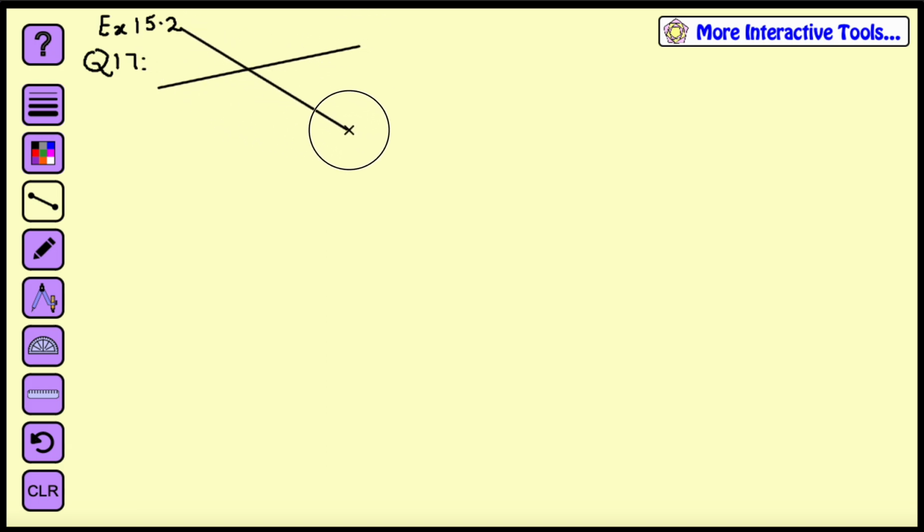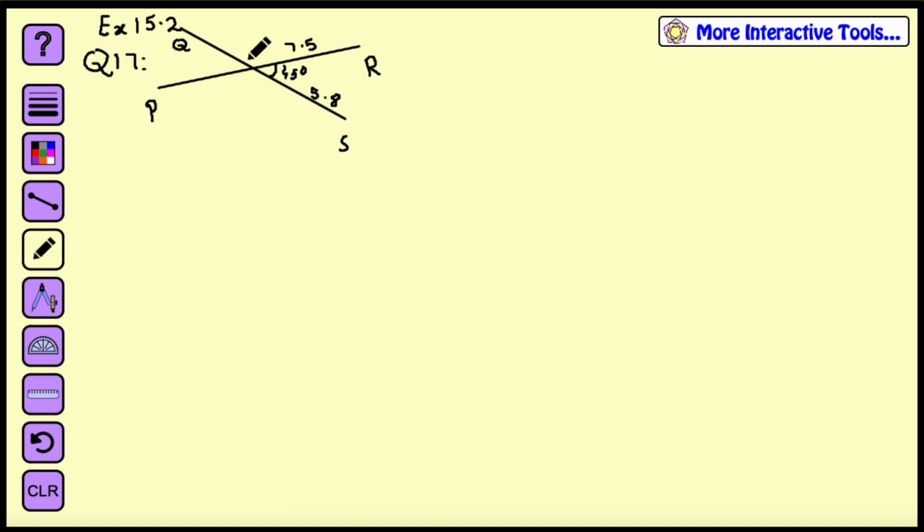One is PR and the other one is QS. PR is 7.5, QS is 5.8, and the angle between them is 45 degrees. So only this information is given and we have to draw a parallelogram.